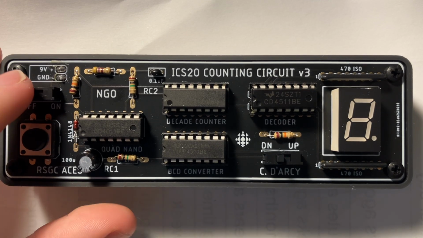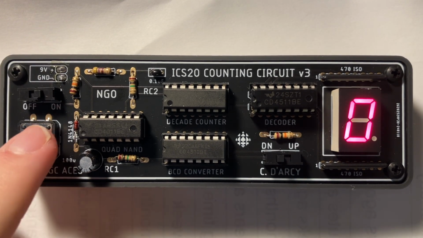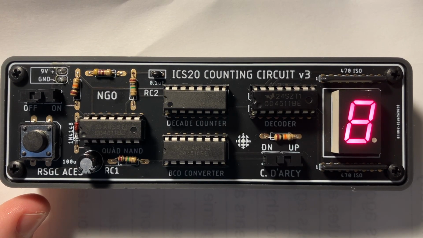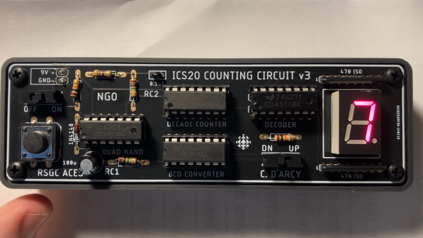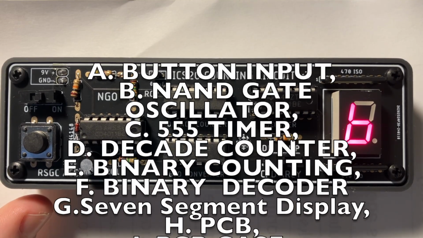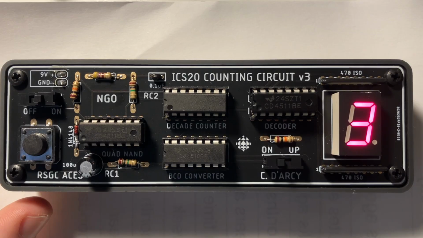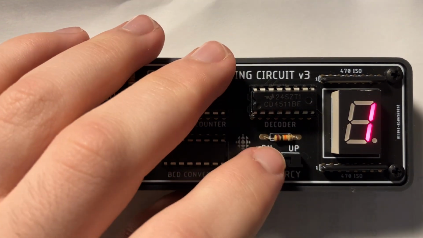Project 1.3, the counting circuit. The goal of this project is to create a fully functioning digit counter. To fully build and understand this project, you must first learn the 10 key components labeled on screen. On display right now is the final PCB and case, ultimately the final product.